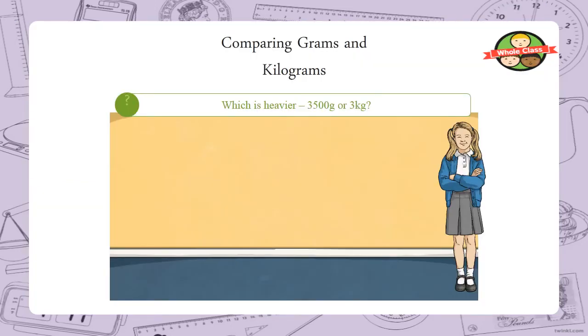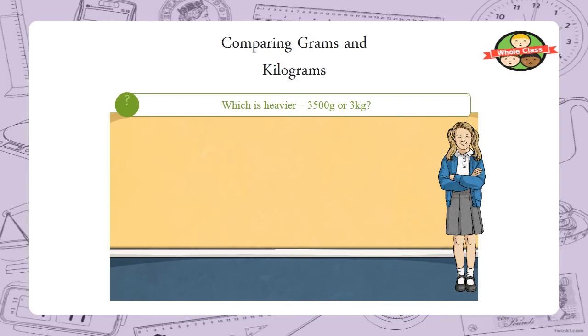After we learned how we measure length and how we compare between the units of length, now we want to compare grams and kilograms. Before that, who can remind me why we use grams and kilograms? To measure what? Excellent, to measure mass. So the question here: which is heavier, 3,500 grams or 3 kilograms?